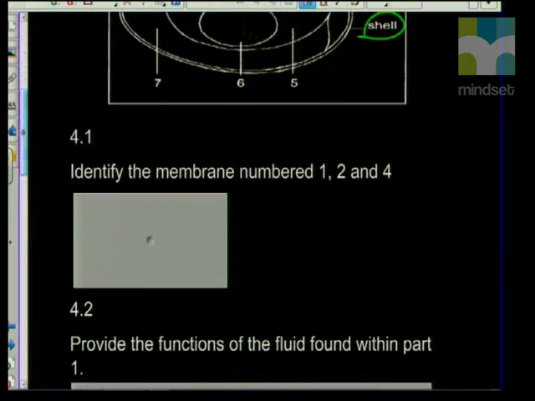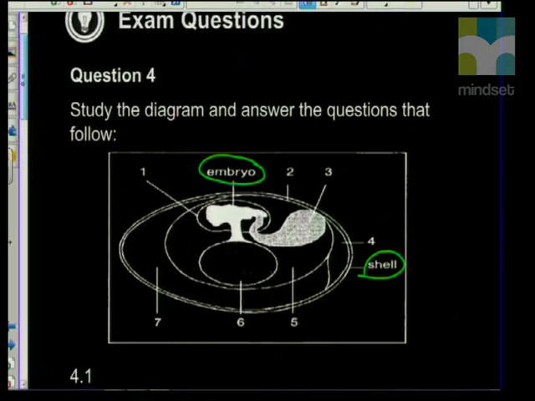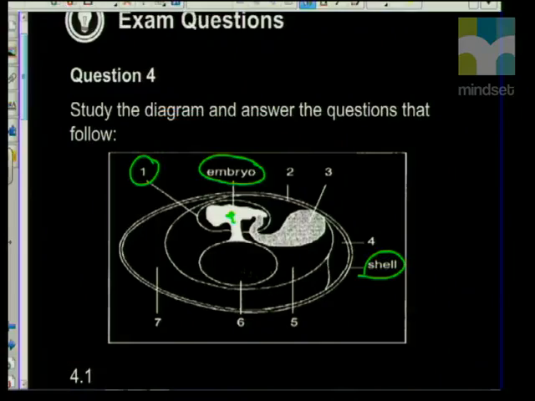It says, identify the membranes, okay? So now we know it's a membrane. Number 1, 2, and 4. Let's have a look. 1, there it is, okay? If this white thing here that I'm coloring in now is the embryo, okay, what covers the embryo? Okay, the amnion. Okay, remember there's fluid in that on the inside. So 1, I reckon, is the amnion.